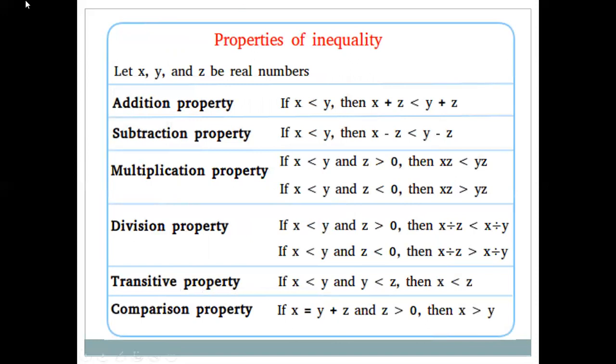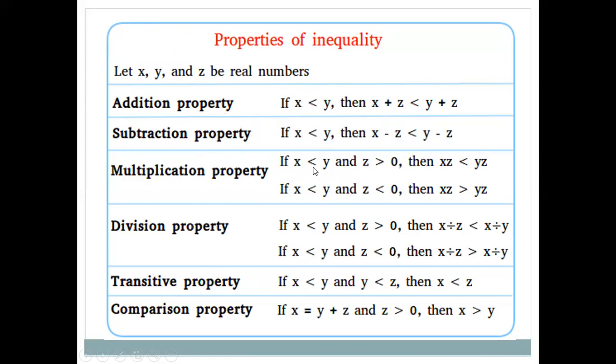Now, this is a summary of the lesson, properties of inequality. Let x, y, and z be real numbers. Addition property: if x is less than y, then x plus z is less than y plus z. The sign of inequality will remain the same. In case of addition and subtraction, if x is less than y, then the difference x minus z is less than y minus z.